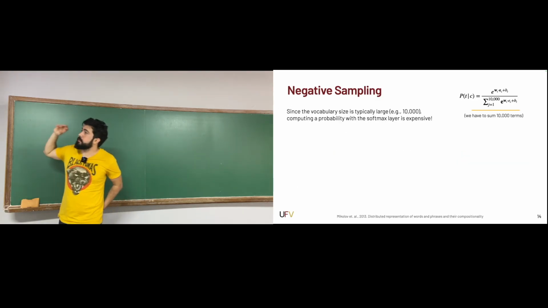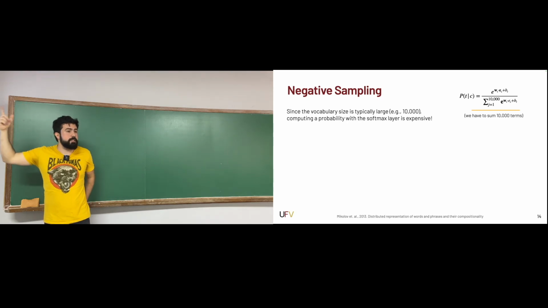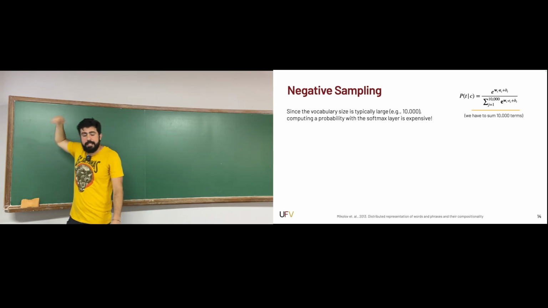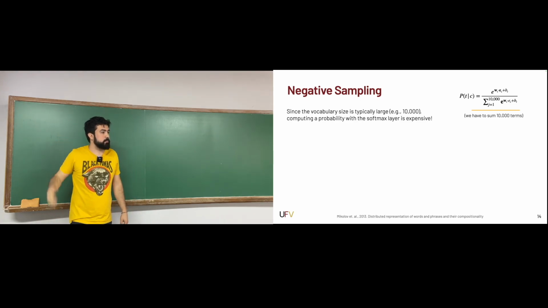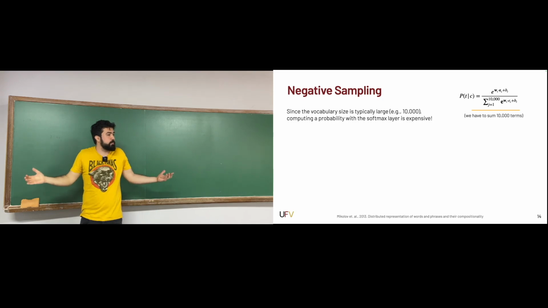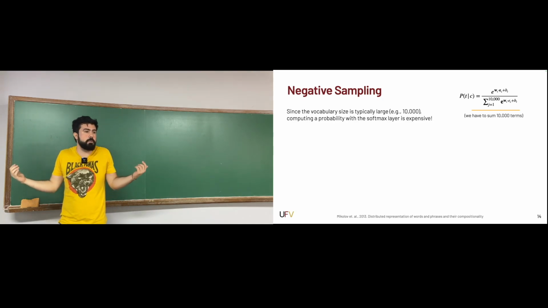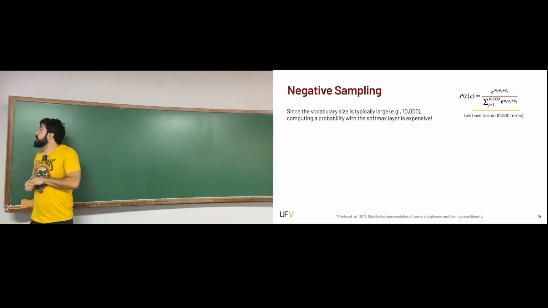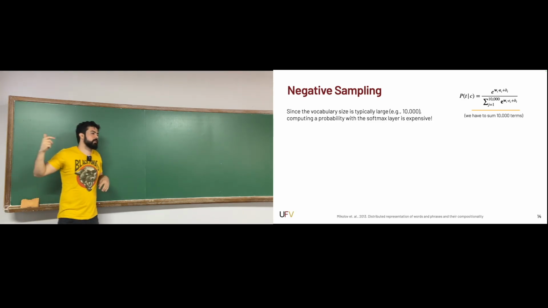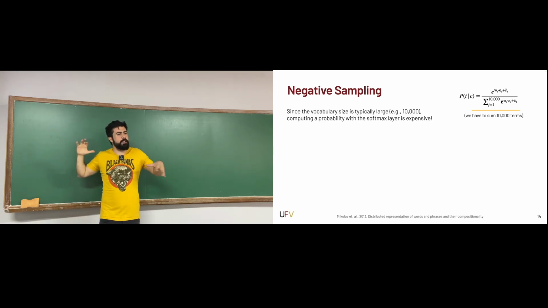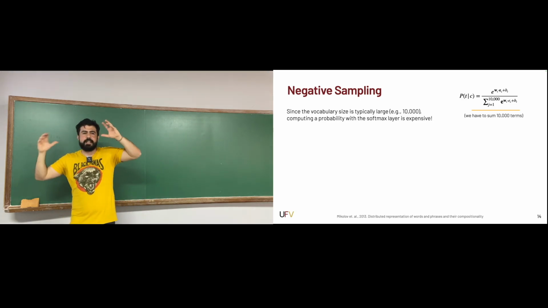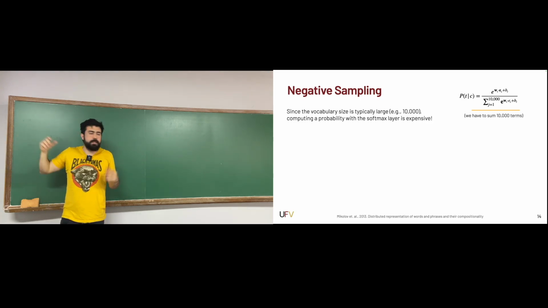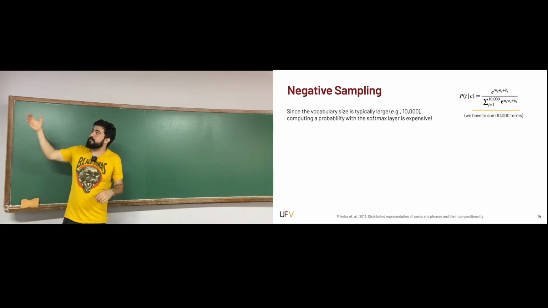Okay? In practice, computing that probability is very expensive because we have to sum 10,000 terms at the bottom, and that's even a small vocabulary. In practice, you can have up to 1 million words, and that would be very inefficient. So in this paper, they actually talk about that. They have a more complicated solution, a hierarchy of classifiers. I don't want to talk about that because there is a much simpler solution, which is called negative sampling.